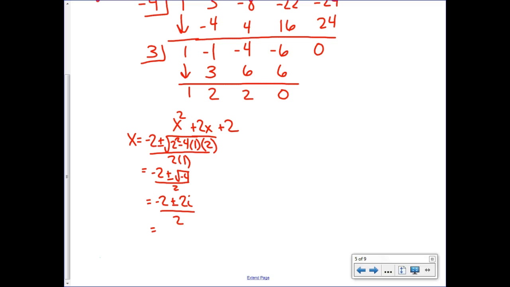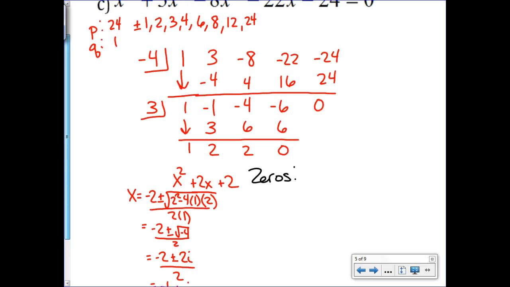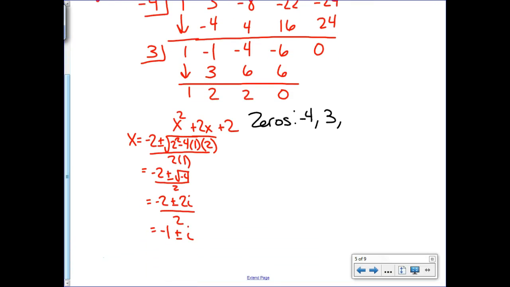So negative 2 over 2 is negative 1. 2i over 2 is just i. So negative 1 plus or minus i. So our zeros then are, if I go back up here, negative 4 and 3. And then we have negative 1 plus i and negative 1 minus i. Now we're not going to graph negative 1 plus i or negative 1 minus i. Those don't show up.